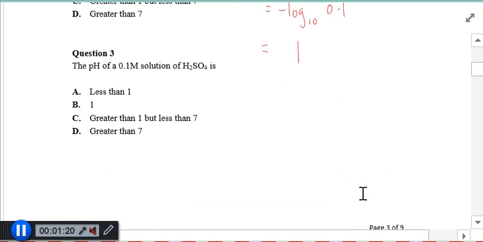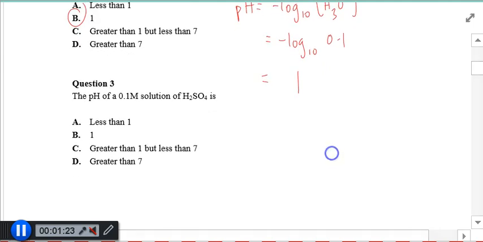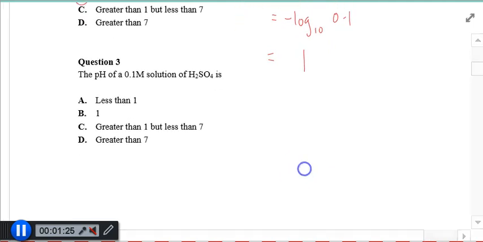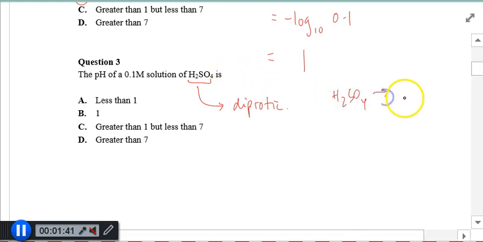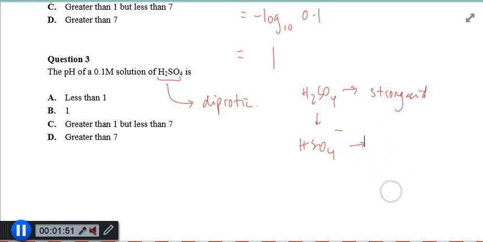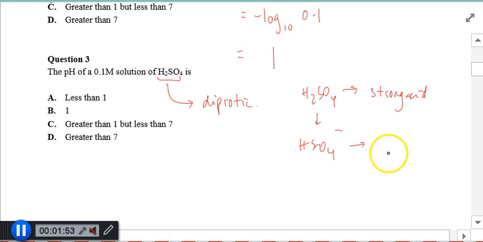The pH of a 0.1 molar solution of sulfuric acid. Okay, now sulfuric acid is a diprotic acid, so it has 2 protons to give. The first proton is given away completely. So sulfuric acid's first proton, this is a strong acid, and it'll give away its proton and become HSO4 minus, hydrogen sulfate, or just bisulfate. And this is a weak acid.